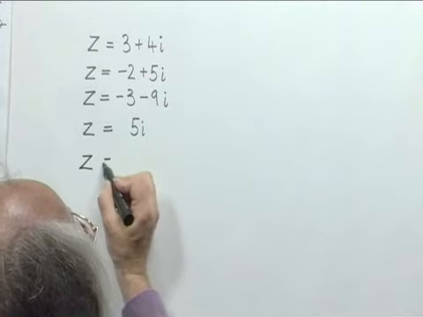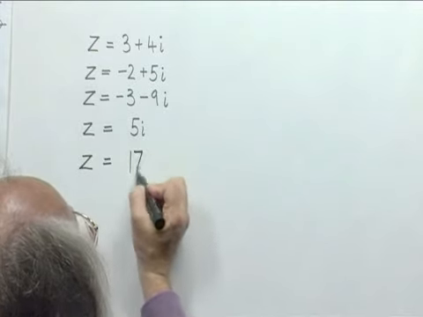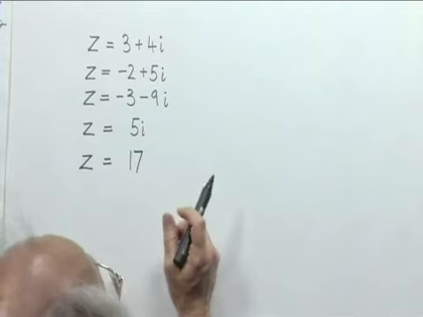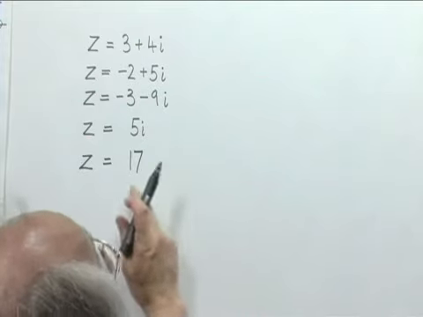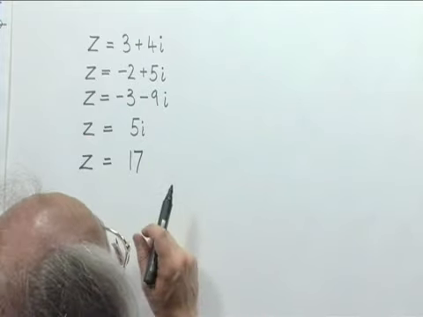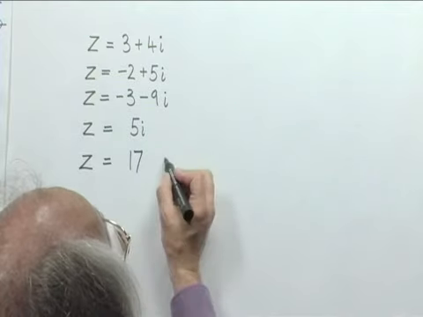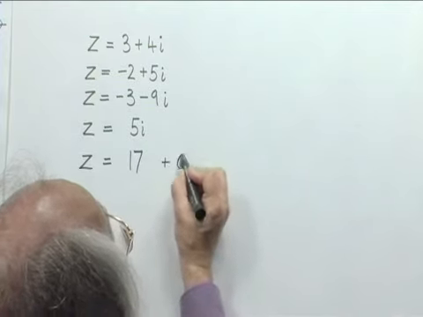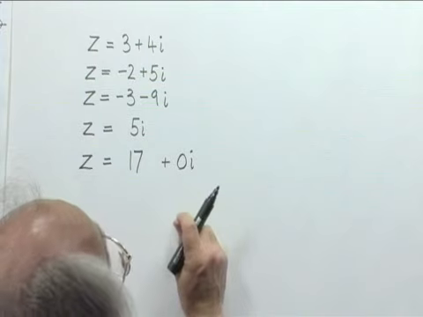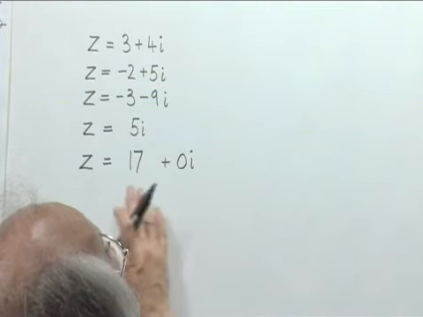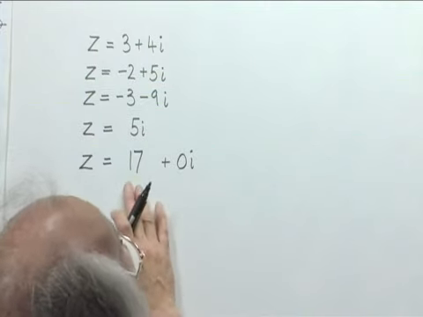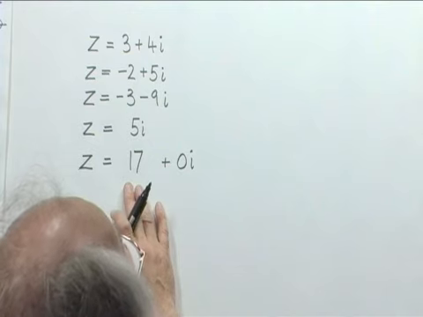And finally, if we look at, say, z is 17, this is a purely real complex number. If we wanted to, we could write on an imaginary part, but it will be 0i. So in fact, all real numbers are complex numbers with 0 imaginary part.